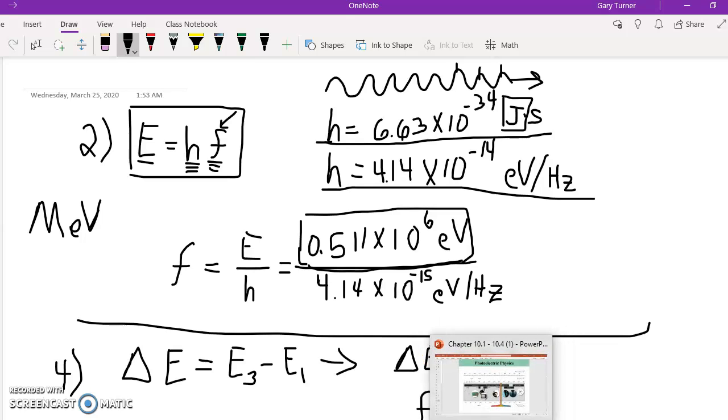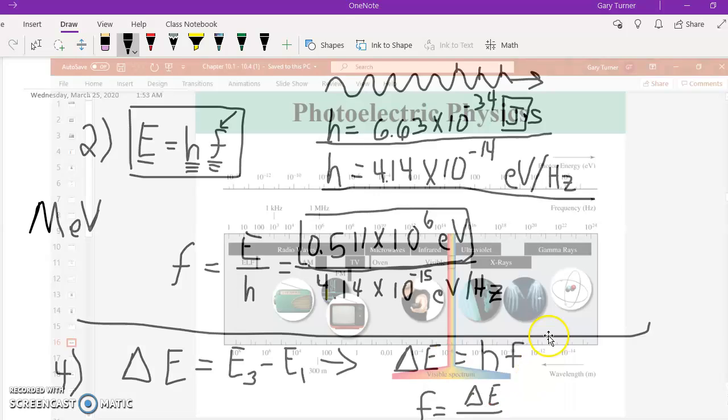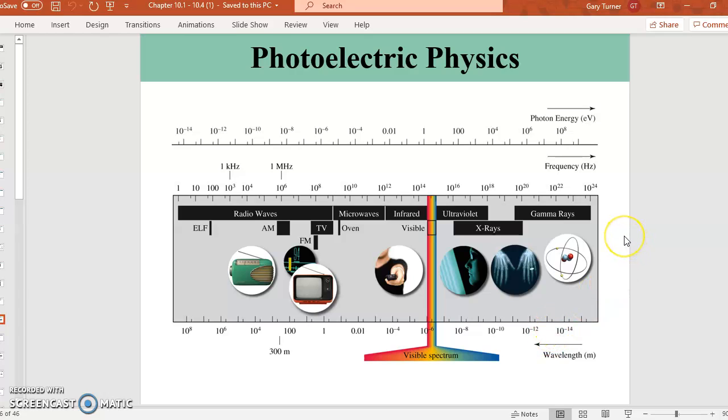Now, that doesn't really play too much role here, except what you can do is come up to this chart that's in your book, and you can look and see, okay, so we have photon energies up here, and then here we have the frequencies, the typical frequencies in these ranges for the different types of electromagnetic radiation. And down here we have the wavelengths. So one thing you can do, you can say, okay, this is a gamma ray.